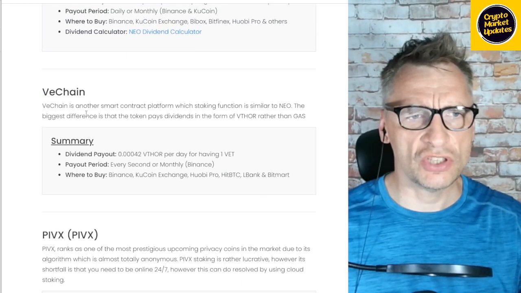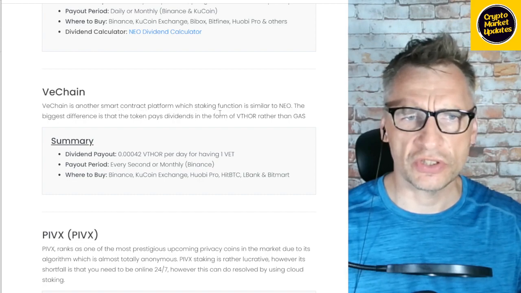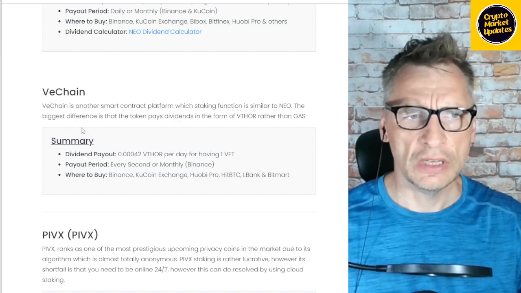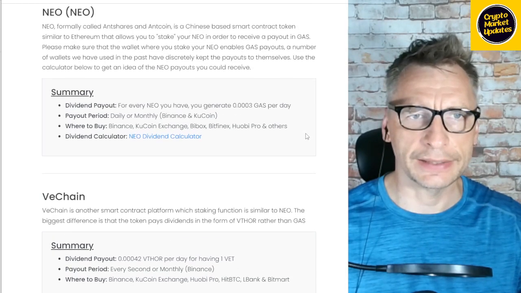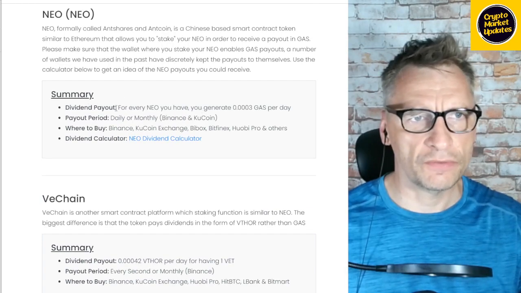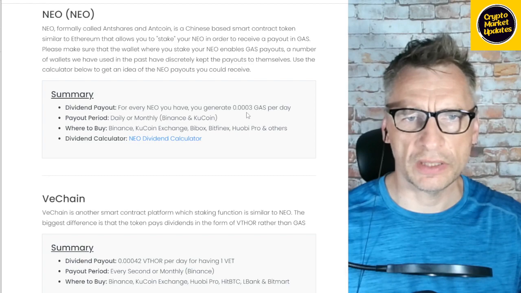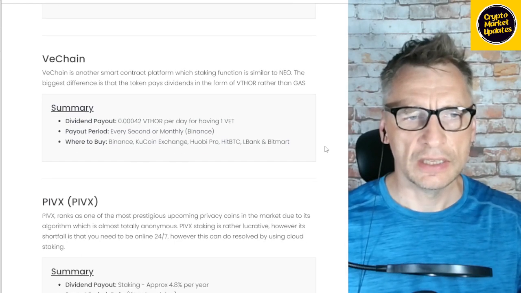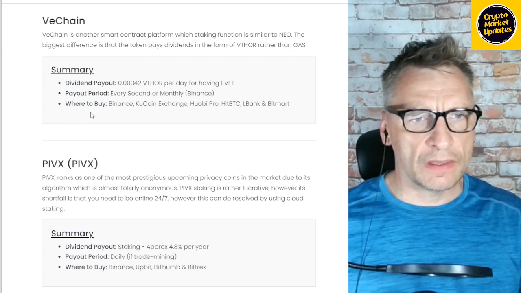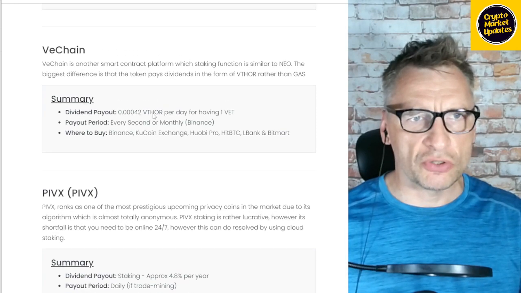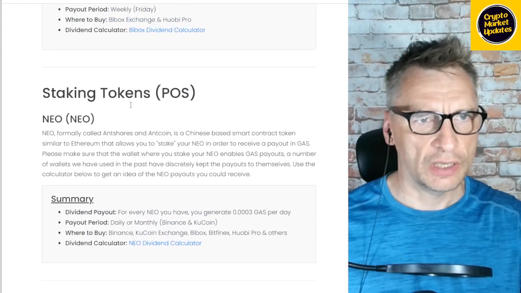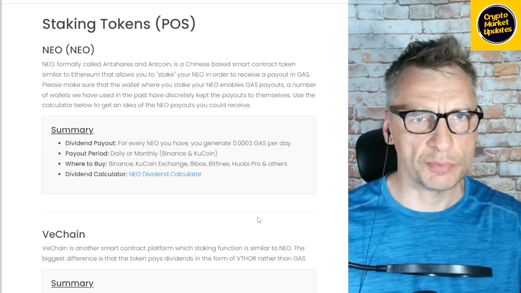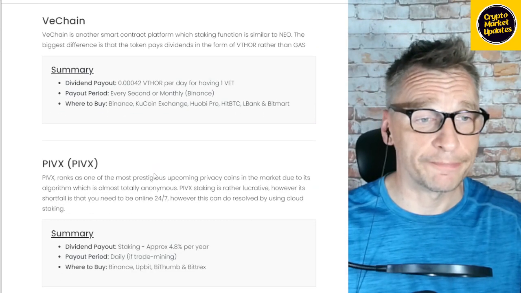The next one is VeChain. VeChain is another smart contract platform whose staking function is similar to NEO. The biggest difference is that the token pays dividends in the form of VTHOR rather than gas. For every NEO you have, you generate 0.03 gas per day. VeChain you can purchase on KuCoin, and NEO you can also purchase on KuCoin. These are all Chinese. NEO is a Chinese project, VeChain is a Chinese project, KuCoin is a Chinese exchange, so it makes sense for it to be there.